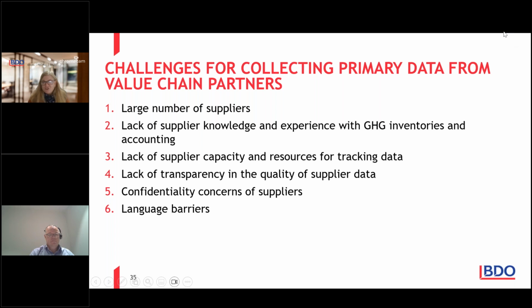Some of the challenges for collecting primary data from these partners: you can have a large number of suppliers, a lack of supplier knowledge and experience, and a lack of supplier capacity and resources to track this. There are so many cost pressures at the moment and staff resources are limited. There is also the transparency and quality of the data. Sometimes we've got issues around confidentiality and even language barriers if you get the data from overseas suppliers.